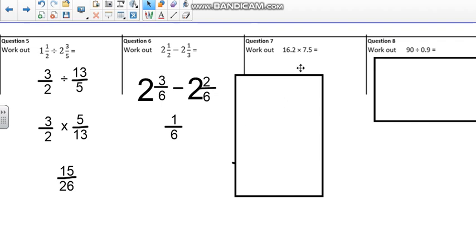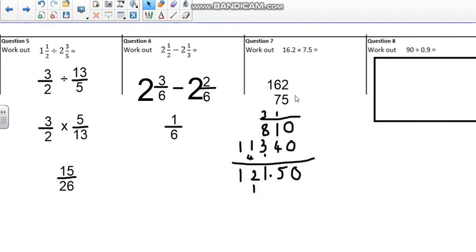Here we're multiplying decimals, so I'm actually going to start with multiplying 162 times 75, which I've done here. So 5 lots of 162 gives you the 810, and 70 lots of 162 gives you 11,340. If we add those together, we get 12,150. Just get rid of that decimal point there for a minute.